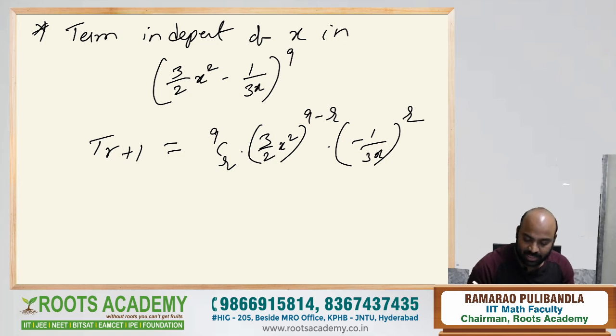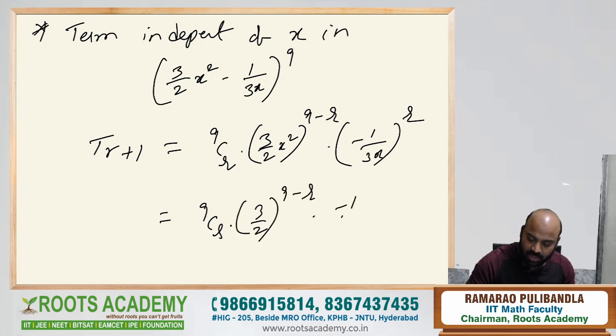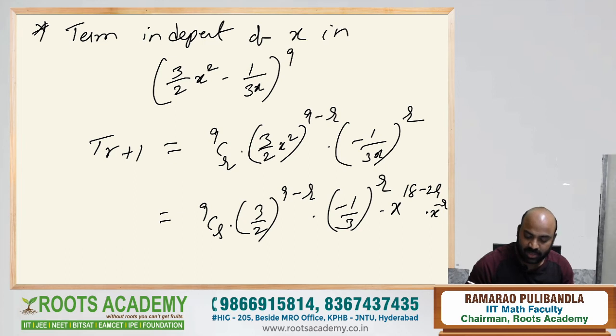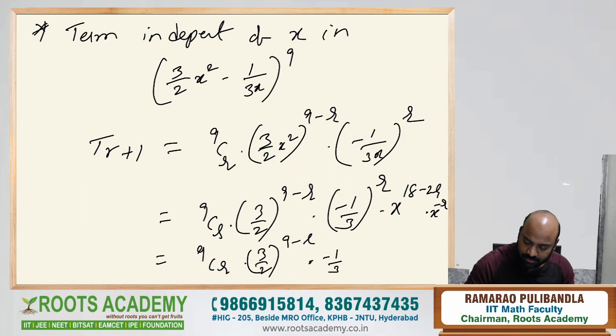That is nothing but 9Cr into, I can write, (3/2)^(9-r) into (-1/3)^r into x^(18-2r) into x^(-r). So by simplifying this, I get 9Cr into some constant term: (3/2)^(9-r) into (-1/3)^r into x^(18-3r).